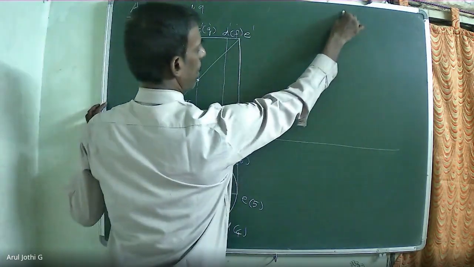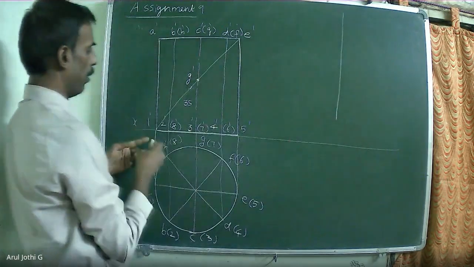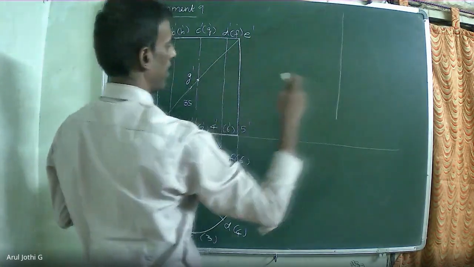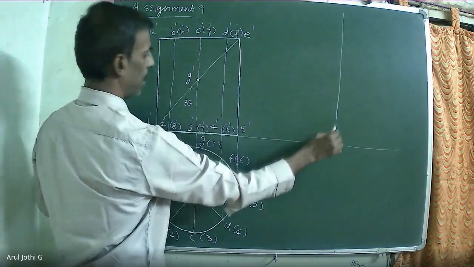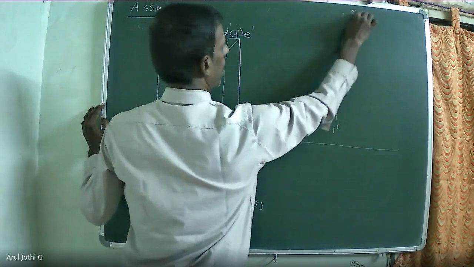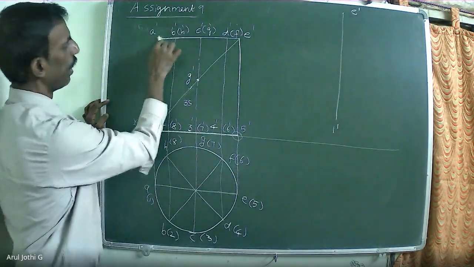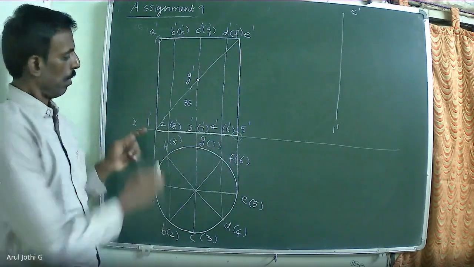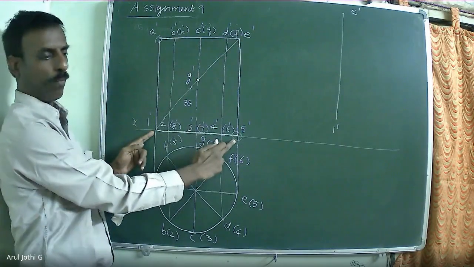So draw one vertical line. What is the height of this vertical line? That will be equal to 1 dash E dash. This diagonal only I have drawn. Now we have to locate the points. So what will be the notation here? This will be 1 dash. Here it will be E dash. Now we have to locate the corner points 5 dash and A dash in our diagram. How to locate the corner point 5 dash? Using this 1 dash and E dash, you have to locate the corner point 5 dash.